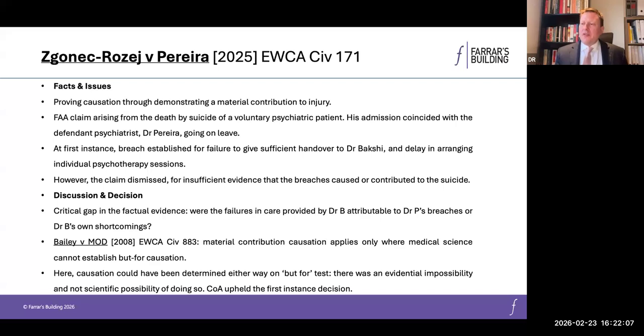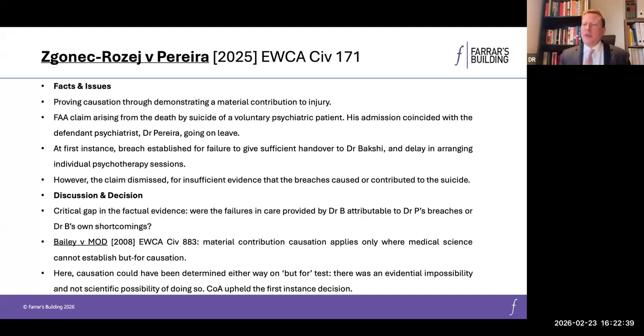The trial judge found for the claimant in relation to breach, including breaches in giving a sufficient handover to the separate doctor who was going to supervise during the leave period, a Dr. Bakshi. And there was a breach in relation to delay in arranging psychotherapy. But despite those findings of breach, the judge dismissed the claim on causation grounds, concluding that there was insufficient evidence that the breaches caused or contributed to the death.